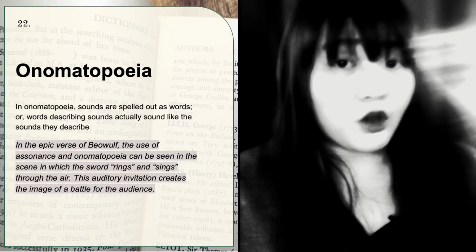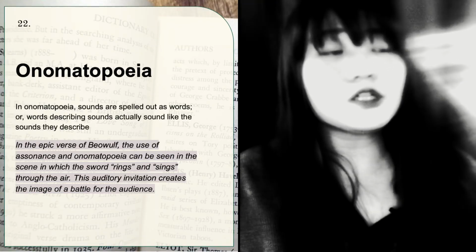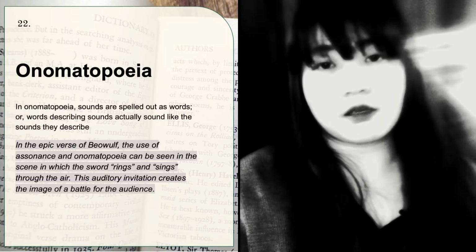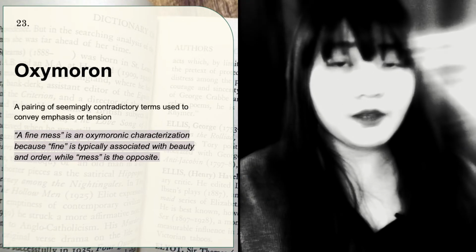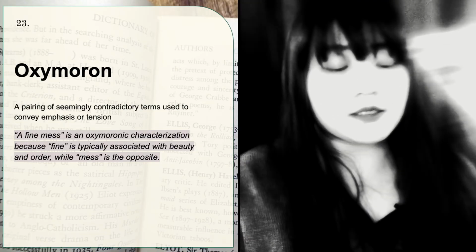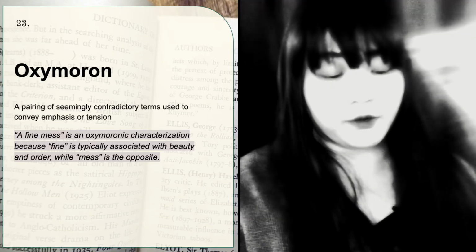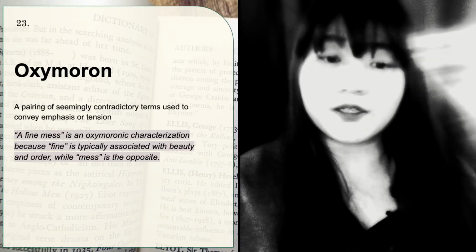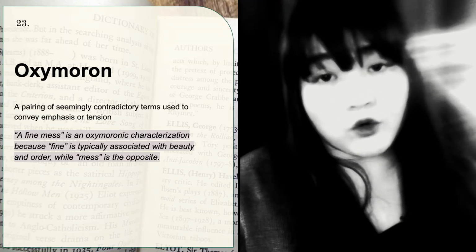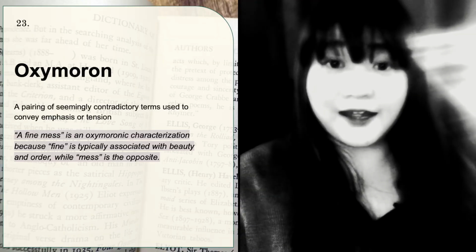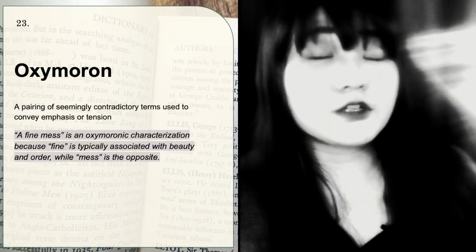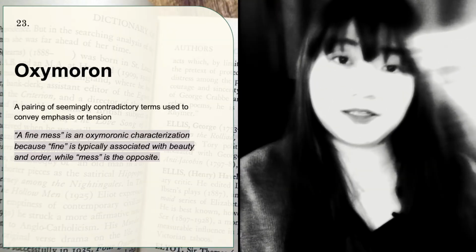Of course, you don't have to go so far as Beowulf. You can just say words like zap, zing, pow, ouch. All of these are examples of onomatopoeia. Literary device number 23, we have oxymoron. An oxymoron is a pairing of seemingly contradictory terms used to convey emphasis or tension. If you say something like "a fine mess," this is an oxymoronic characterization because fine is typically associated with beauty and order, while mess is often the opposite, but they're placed together.